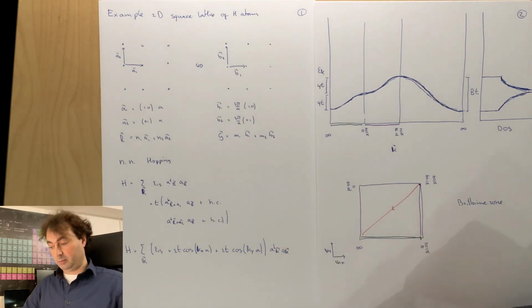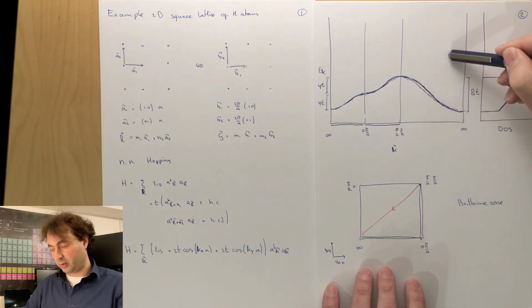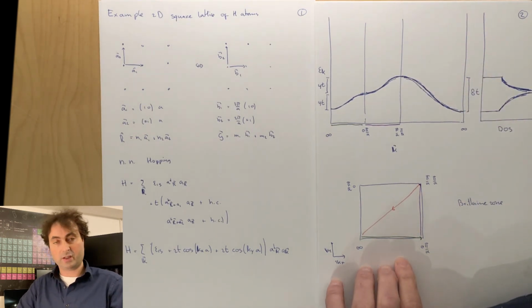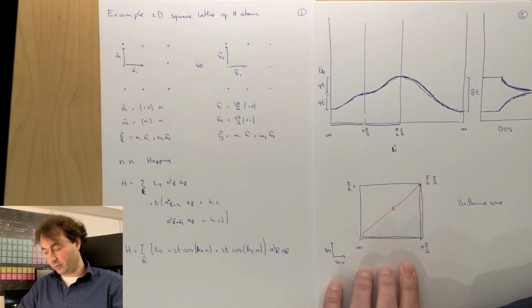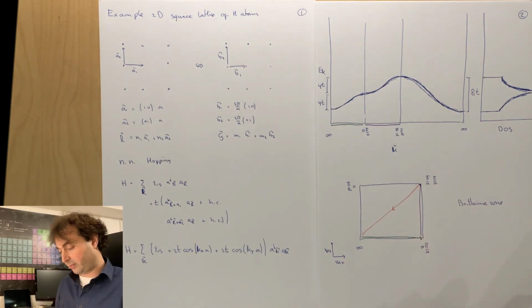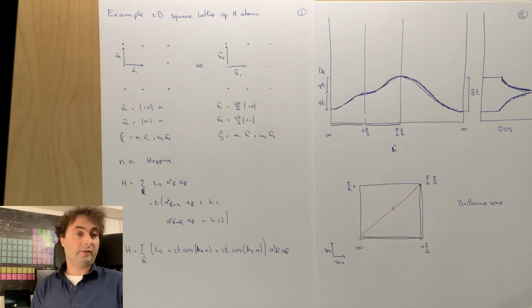And with that, extending to 3 dimensions would just give you an additional dispersion in the z direction on top of what we have seen here, which allows for relatively simple extensions. So much for a tight binding model in 2 dimensions.